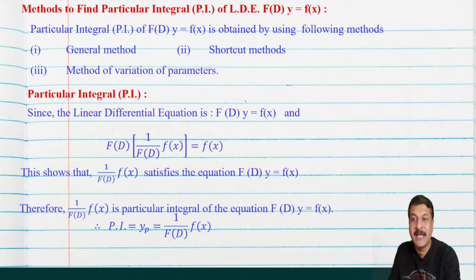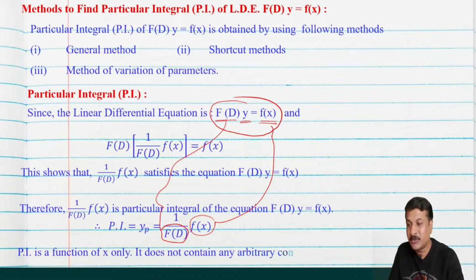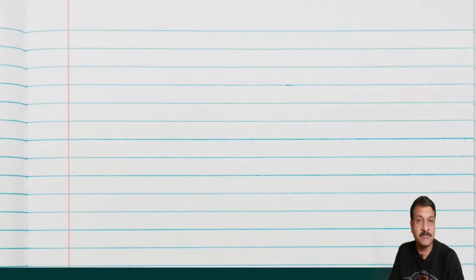Don't forget, the general form of the differential equation is f of D, a function of D, operating on y equal to f of x. So this f of x means this one, and this f of D means the coefficient of y, whatever that is. So note that here PI is a function of x only, it does not contain any arbitrary constant.